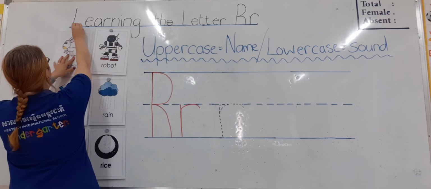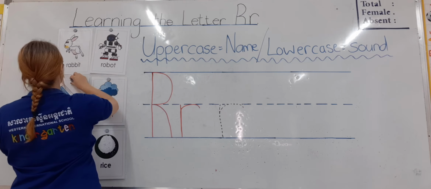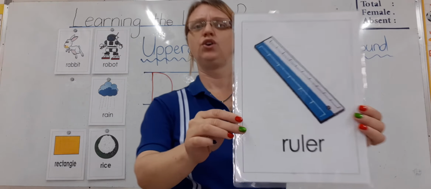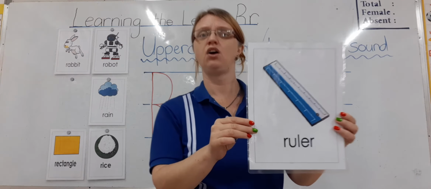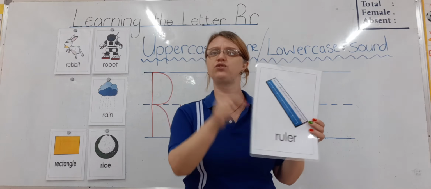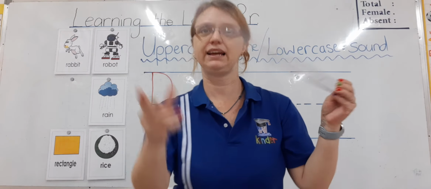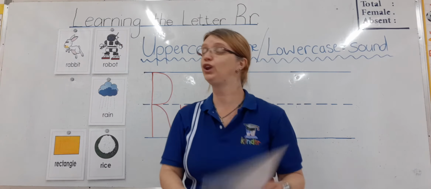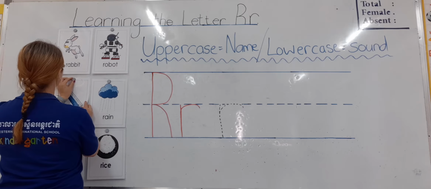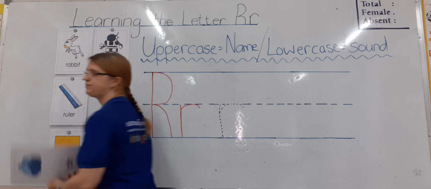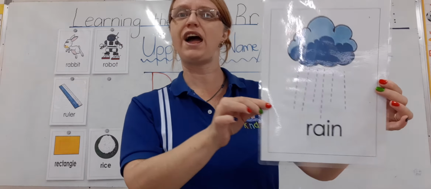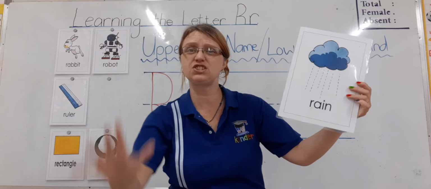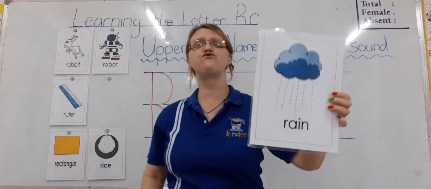Okay. Let's put that one back there. The next one I'm going to show you is a ruler. Ruler. We use a ruler when we want to draw straight lines. Like teacher Michelle's ruler. I put it on the board and then I draw my line. Ruler. And then we have rain. Rain. When the clouds get too heavy and the water starts to fall, it's called rain.